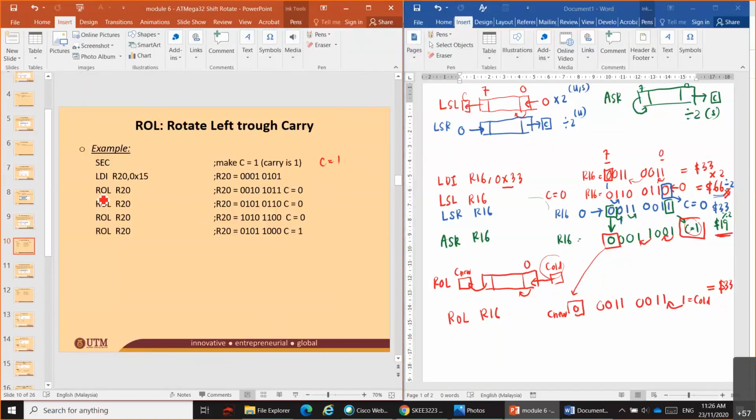Next you're going to ROL R20. Since your C is 1, this C will go to bit 0, and then the bits here will be shifted to the left by 1 bit. So that's why they become 1, 0, 1, 0, 1, 0, 1. What about this 0 here? This 0 will go to your C.